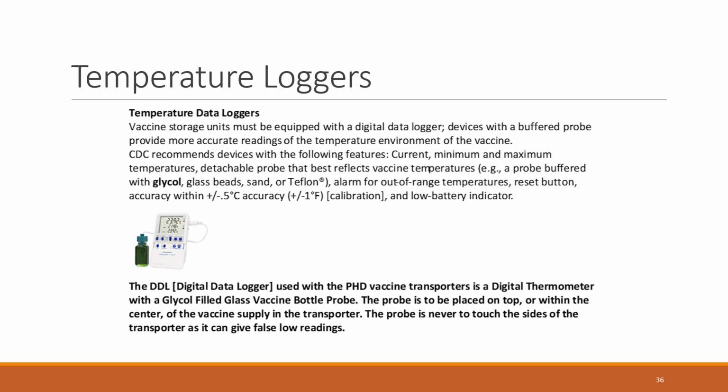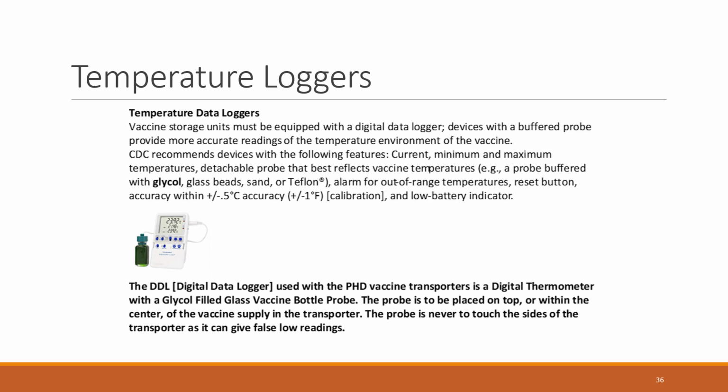Temperature data loggers. The vaccine storage units must be equipped with a digital data logger. Devices with the buffered probe provide more accurate readings of the temperature environment of the vaccine. CDC recommends devices with the following features, which is what we're using: current, minimum, and maximum temperatures, a detachable probe that best reflects vaccine temperatures, a probe buffered with glycol, an alarm for out-of-range temperatures, a reset button, accuracy within 0.5 degrees centigrade, and a low battery indicator.